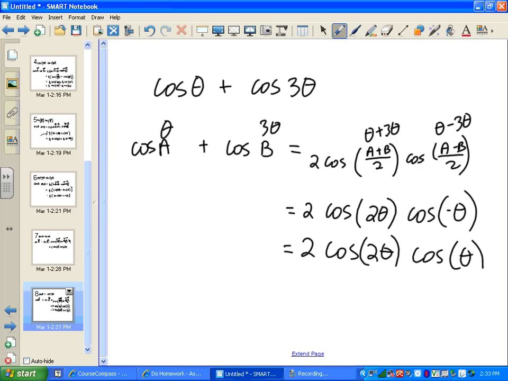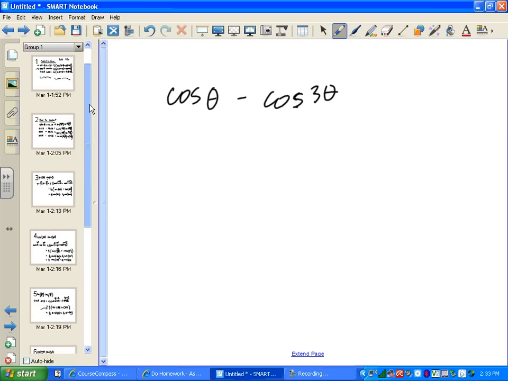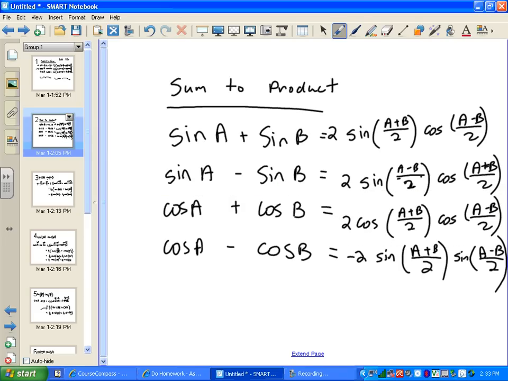Okay, let's try a couple more here. All right, let's try this one. Let's take that same problem and let's do the difference one here. So even though it's a difference, we still call it a sum to a product here. I meant to put 3 theta. Okay, so I'm saying basically a cosine minus a cosine is the one that I'm looking for. So the cosine minus the cosine, notice that's the last one here.